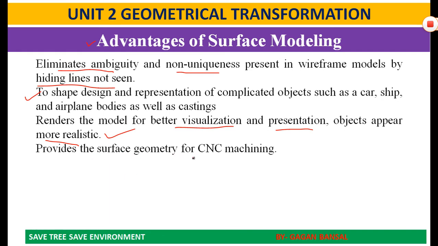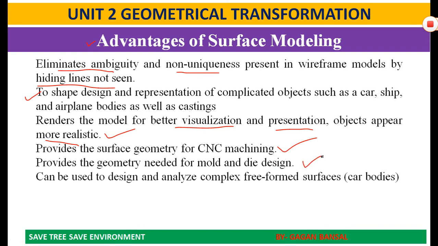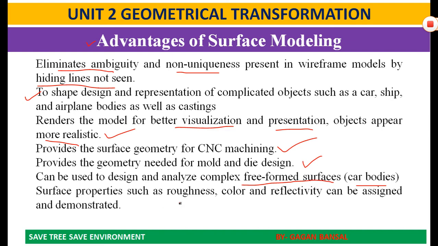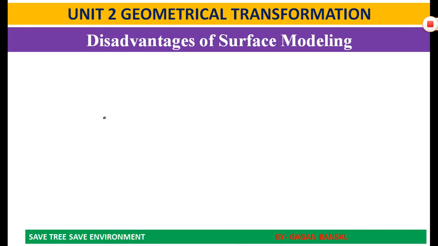It provides the surface geometry for CNC machining and provides the geometry needed for mold and die design. There are several other advantages in the same way, and it can be used to design and analyze complex free-form surfaces like car bodies, as in the example we have seen in the entities of synthetic modeling. Surface properties such as roughness, color and reflectivity can be assigned and demonstrated. So these are certain advantages.